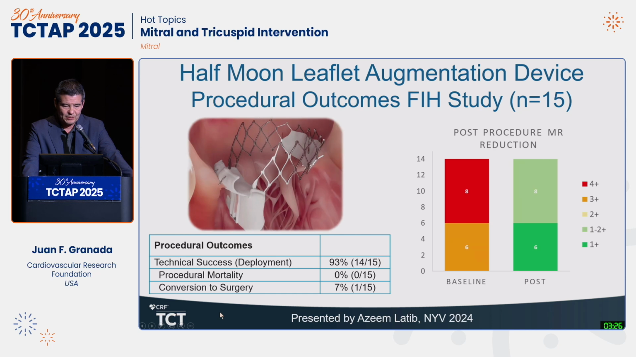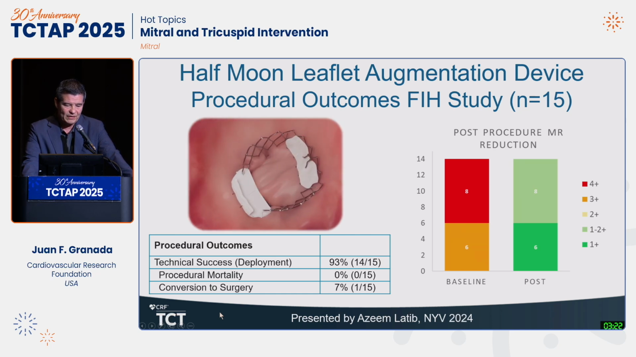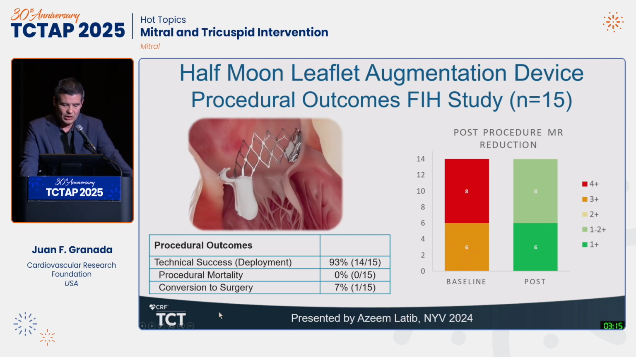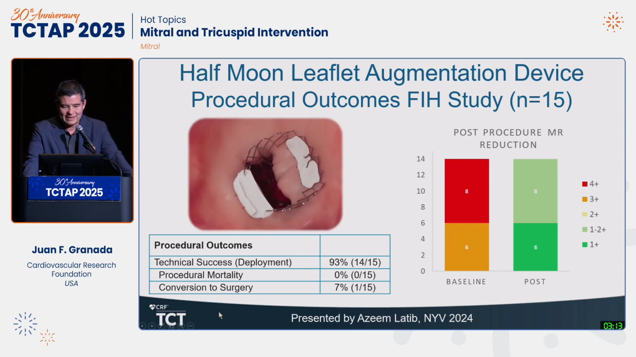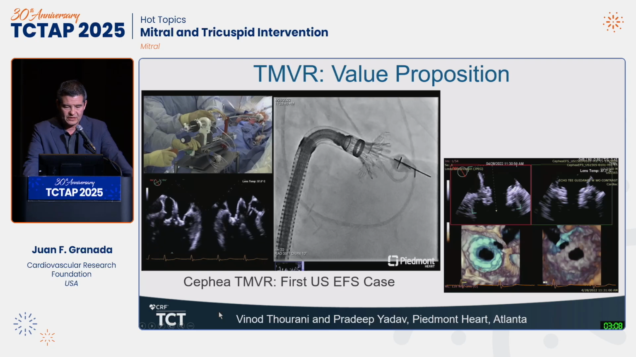One of the examples is called the half-moon device, in which a posterior leaflet stopper, or leaflet augmentation device, is put in and allows a better coaptation of the anterior leaflet. A first-in-human study with this and other devices is already underway, and they are under advanced investigation.